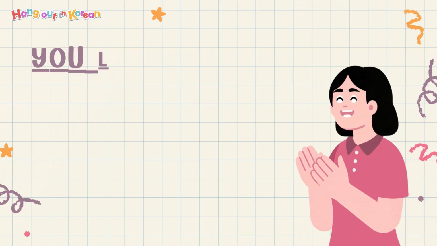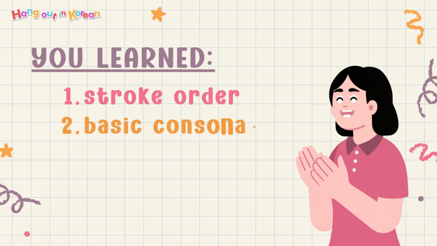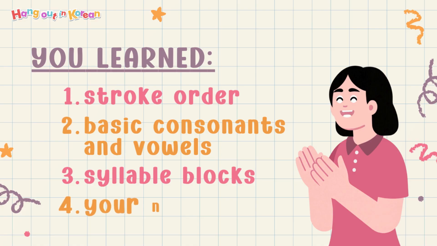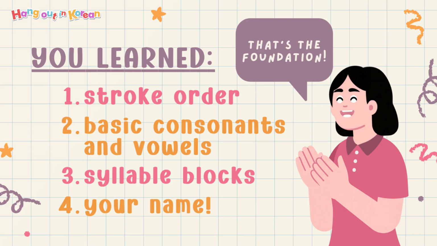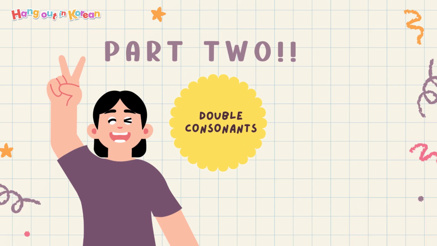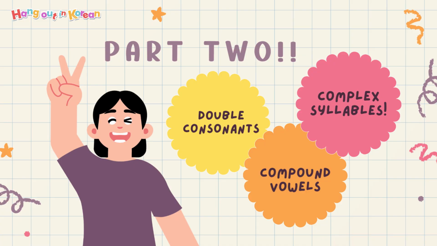Amazing work today! You practiced 4 important things: how stroke order works, how to write basic consonants and vowels, how to combine them into syllable blocks, and how to write your name in Korean. That's the foundation for writing in Korean. Take your time and keep practicing these combinations and your name until they start to feel more natural. In Part 2, we'll build on this and learn how to write double consonants, compound vowels, and more complex syllables, including those with double Batchim, or double final consonants.